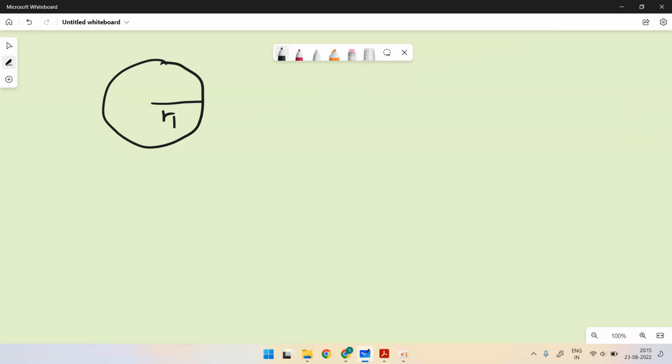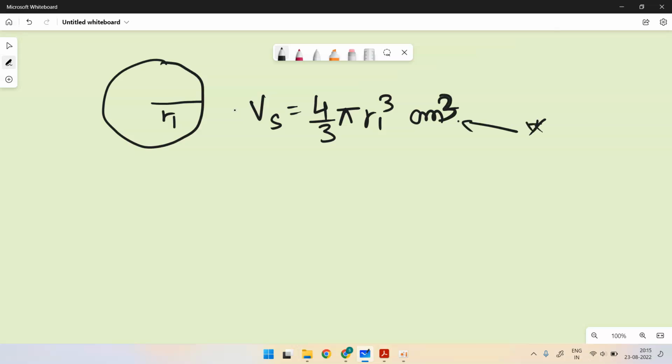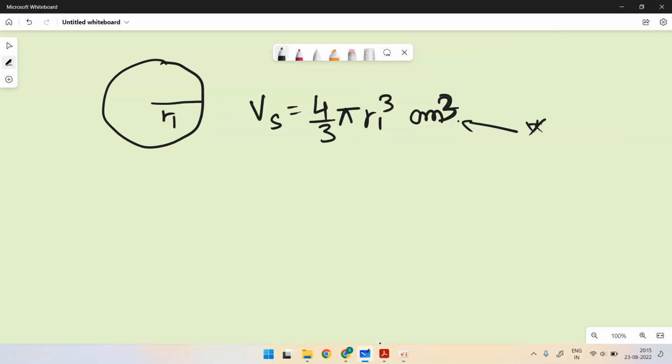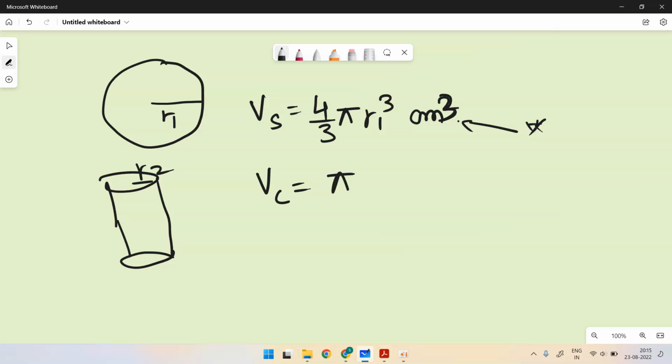R1 is given. Volume of sphere will be 4 by 3 pi r cube, and there R1. Remember to write the units. Important. Now this is going to be recast into a shape of cylinder having radius R2. This is cylinder, radius R2. V of cylinder is, you know, pi r square. Here R is R2, R2 square H, and this will be equal.